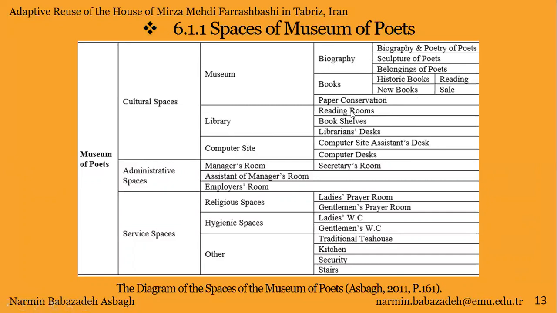The library has reading rooms, bookshelves, and librarians to help the readers find their books. Also, we have a computer site connected to the internet to find the books and also download the audiobooks, listen to them, and find the list of the books. The administrative spaces consist of managers, assistant employees, and secretaries' rooms. Service spaces, either religious, hygienic, or other places, like ladies' and gentlemen's prayer rooms, toilets, traditional tea house, kitchen, security, and stairs.